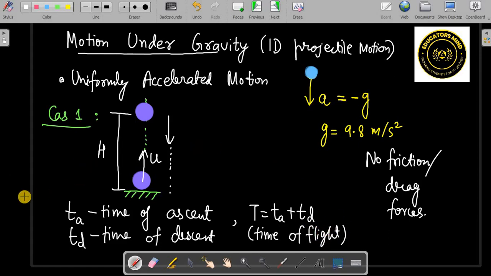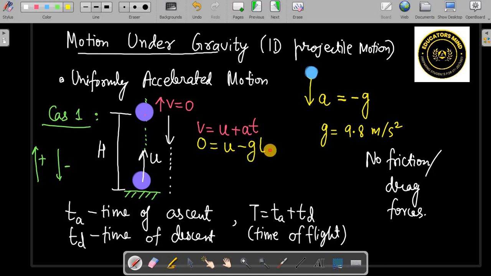Okay, so let's study this. As we are throwing it upward, the velocity is upward, but the acceleration is downward, so you can take acceleration as minus g. Upward direction is positive, downward direction is negative. When it reaches this point, the velocity will become 0 here. So we can use v equal to u plus at. Then the final velocity becomes 0, initial velocity is u, acceleration is minus g, and time is the time of ascent.